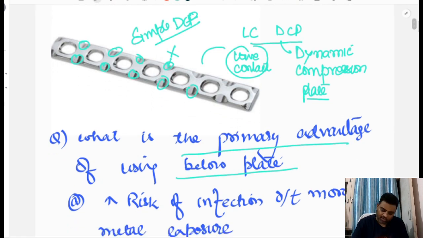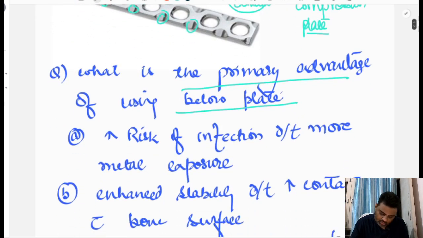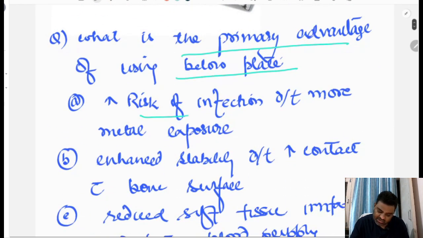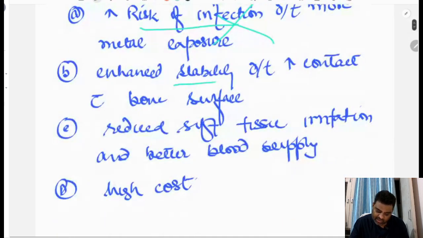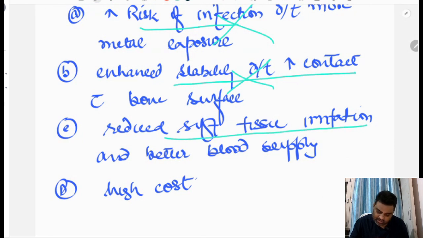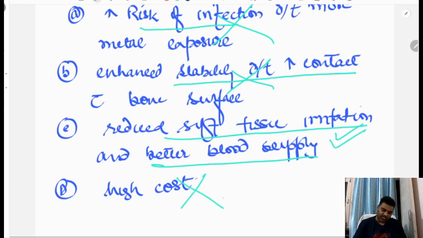So what is the primary advantage? Increased risk of infection? No, it can never be. Enhanced stability due to increased contact? No. Reduced soft tissue irritation and better blood supply. Yes, this is the answer. High cost? No, it can never be an advantage. So answer is C. Okay.